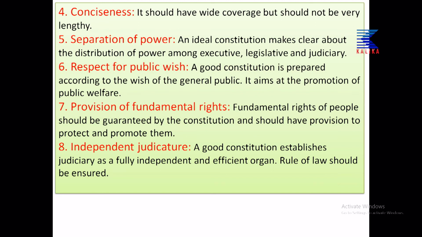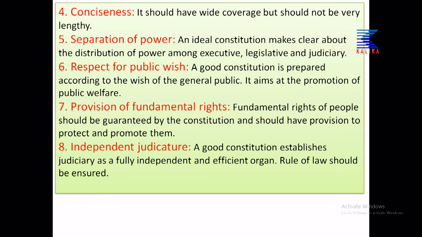Similarly, the next characteristic is separation of powers. To be an ideal constitution, there should be a clear distribution of power among the executive, legislature, and judiciary. There should be check and balance in the power distribution among these three state organs.